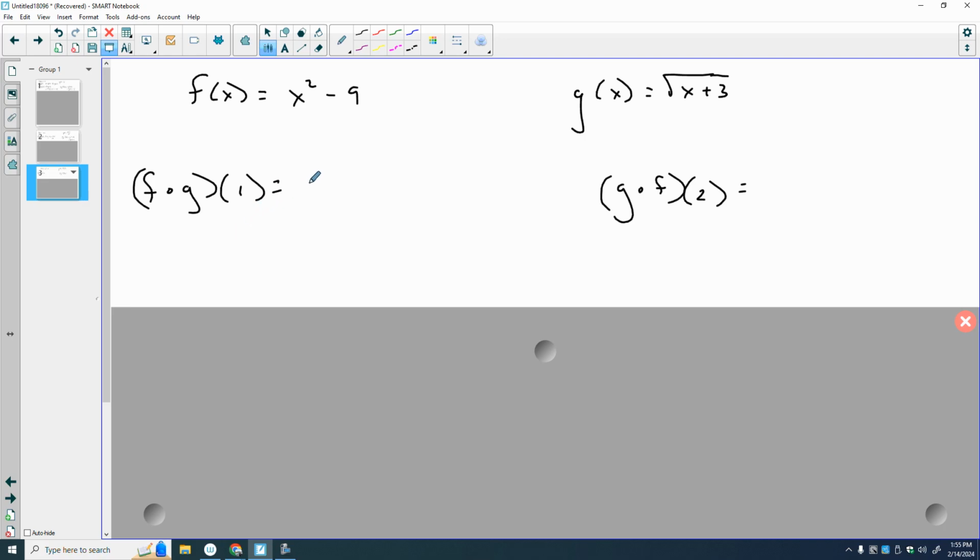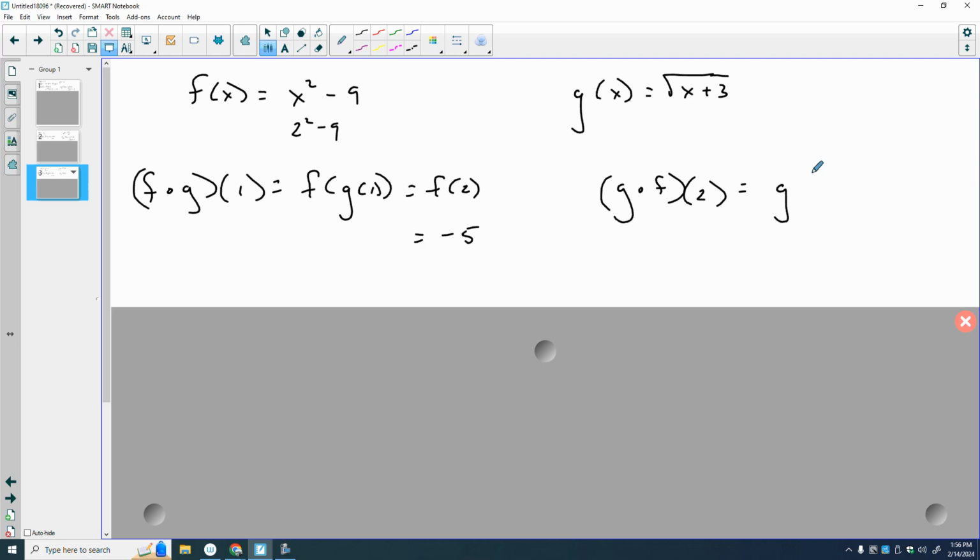Okay. Once again, rewrite it: f of g of 1. Take 1, substitute into the g function for x. 1 plus 3 is 4. The square root of 4 is 2. So I get f of 2. Take the 2, substitute it in for the f function, and I get negative 5. So 2 squared is 4, minus 9 is negative 5.